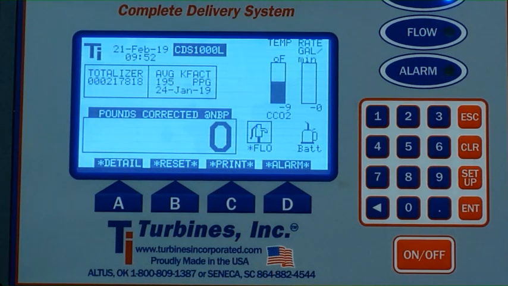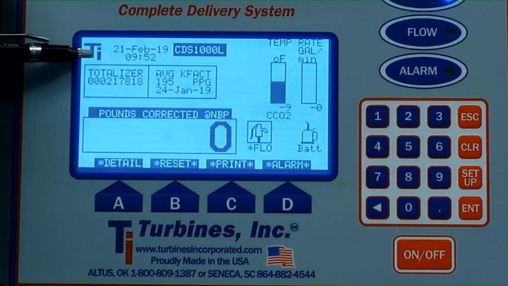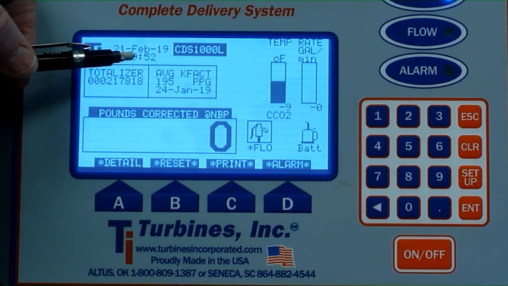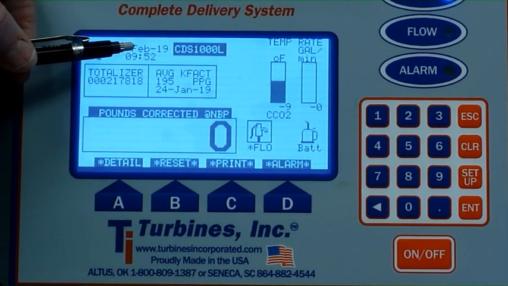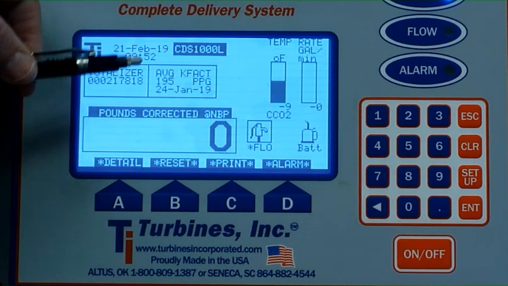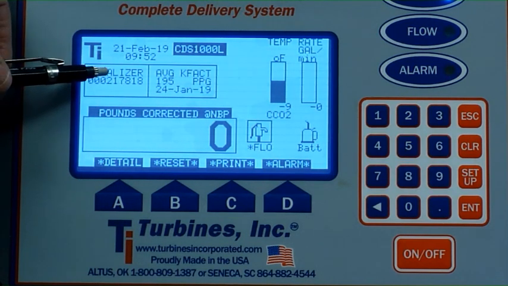You want to start with the screen. All right. First thing you want to check is your date and time. Make sure it's correct, especially if you're printing tickets. Customer's going to want to know that, and your prove mode is going to want to know that. Grand totalizer, not resettable.